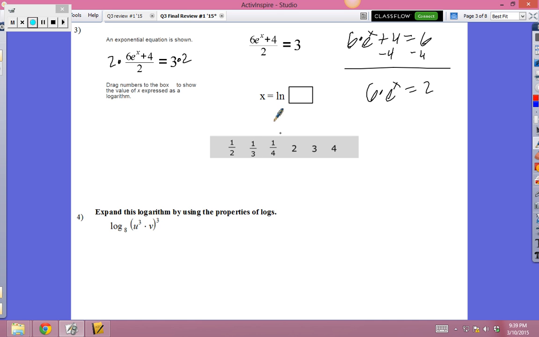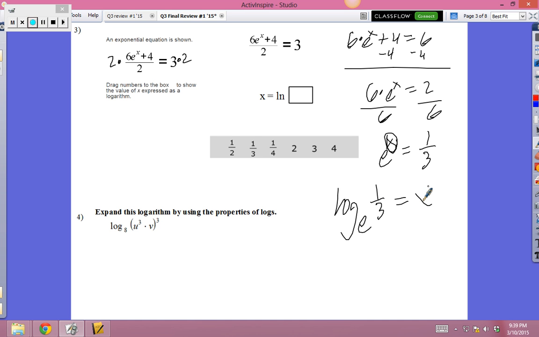Now let's ditch the 6. Let's undo the times 6. So let's divide by 6, divide by 6. So we've got e to the x equals 2 divided by 6, which is the same as 1 divided by 3. Okay, now the only way to ditch the base of e is to do a logarithm. So let's do log in base e of 1/3, and that equals x. And log in base e is the same thing as the natural log, ln. So you've got ln of 1/3 equals x. So x equals ln of 1/3.